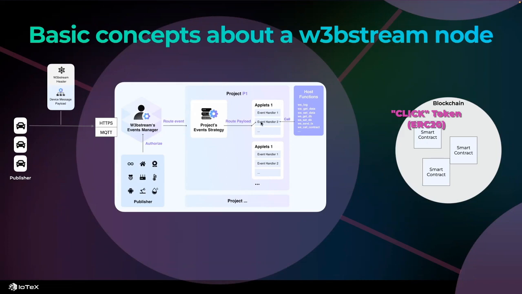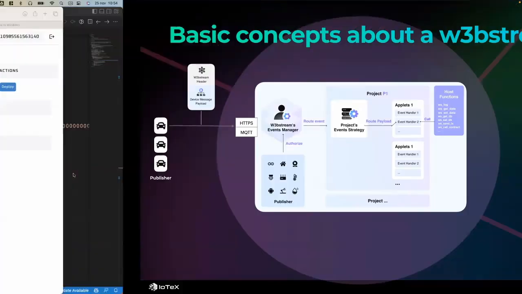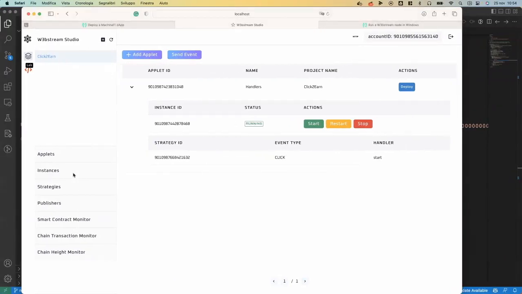This handler will be called when a message is sent to this WebStream node. The message includes the correct publisher account and also the correct event ID that we have configured inside the project strategy to call our event handler here. So we should be able to send a message to our node.